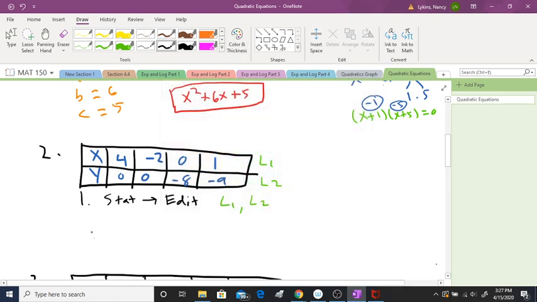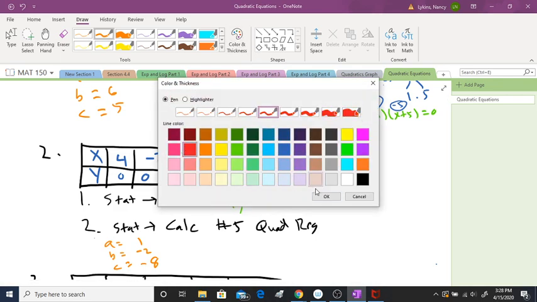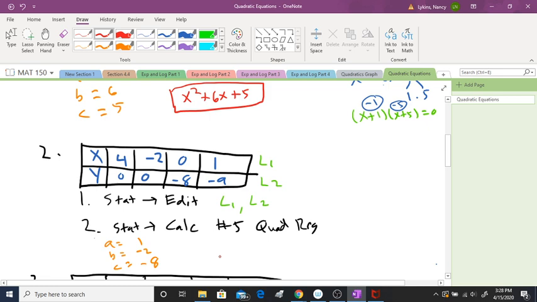Then I want to go to stat, calculate, calc, option number 5, which is quad regression. When I have this, I have A, B, and C. I've got 1 for A, -2 for B, and -8 for C. So the correct format we want to use is, since A is 1, you can say x squared. My B is -2, and then it'll be x, and then -8 for C.